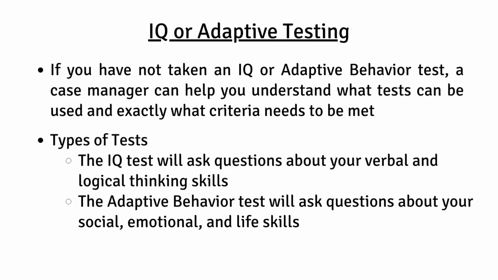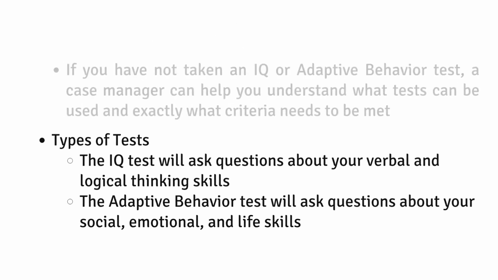IQ or adaptive testing. If you have not taken an IQ or adaptive behavior test, a case manager can help you understand what tests can be used and exactly what criteria needs to be met. Types of tests. The IQ test will ask questions about your verbal and logical thinking skills. The adaptive behavior test will ask questions about your social, emotional, and life skills.